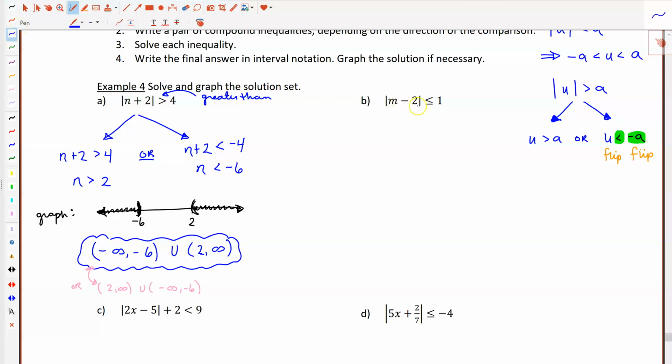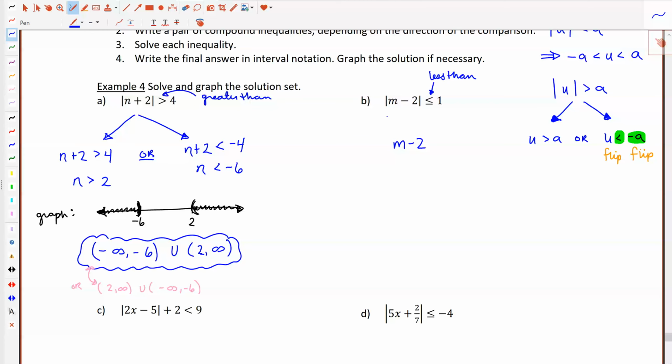Alright, let's take a look at our next example. The absolute value of m minus 2 is less than or equal to 1. Alright, so in this case, because this is a less than inequality, and this number over here is positive, what we're going to do is take this expression inside the absolute value bars, which is m minus 2. Don't change the sign of the operation inside of there. The absolute value bars is not making that minus become a plus. That's not what absolute value is doing here.